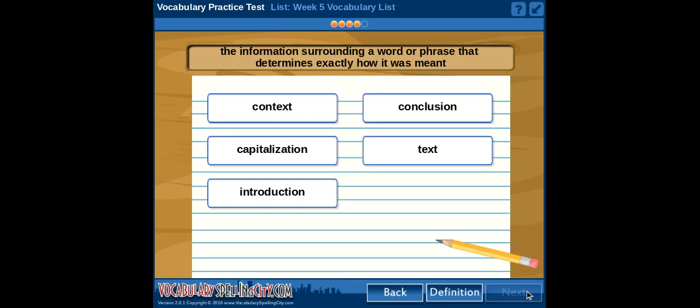The information surrounding a word or phrase that determines exactly how it was meant. So we have used 4 of our words. So really the only word we have left is context. And think about a context clue. When we see something in our reading or in a piece of writing that we don't know what it means, we look at our context clues, so the words or the sentences around it, to help us figure out what it means. So to me, this one would be context.